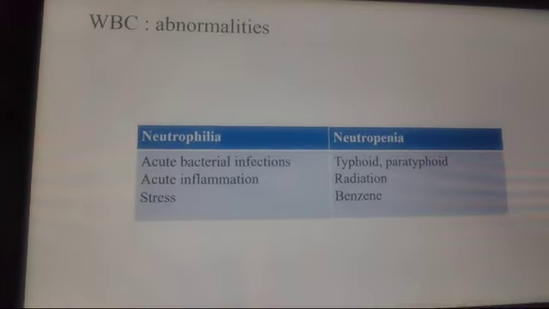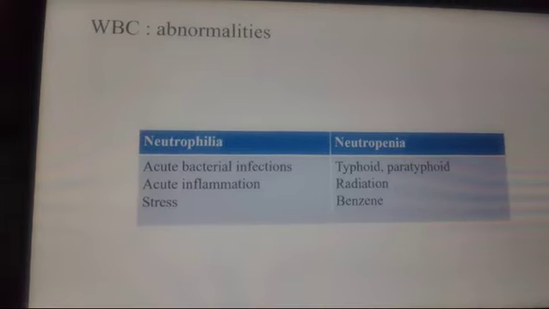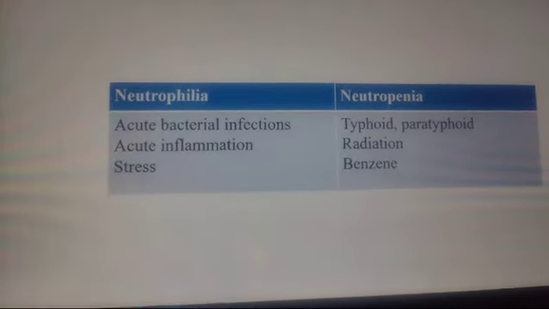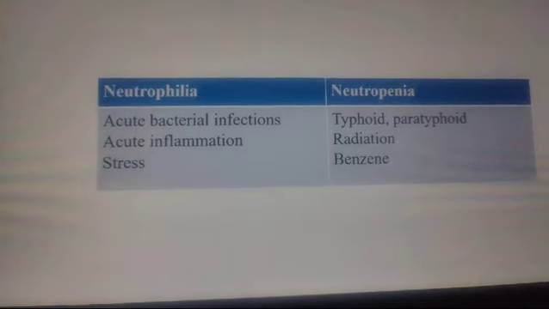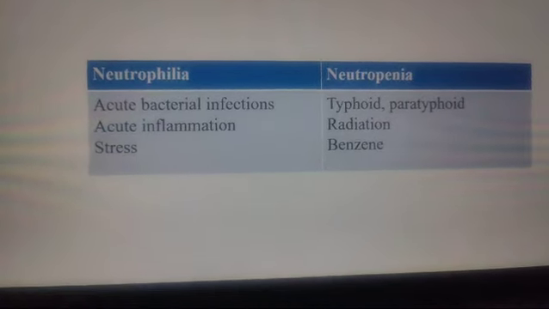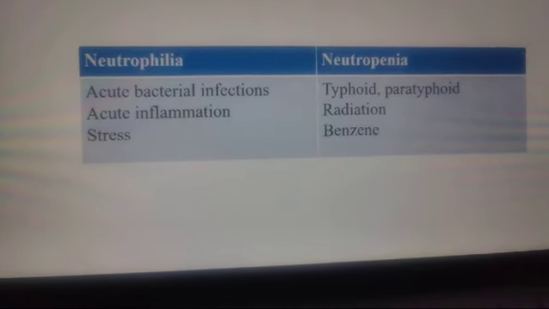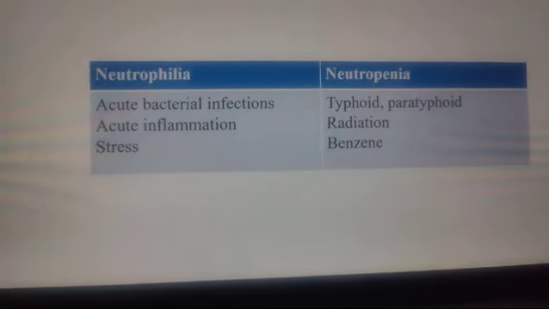When the count of the neutrophils is increased, you call it neutrophilia, seen in acute bacterial infections, acute inflammation like acute appendicitis, and stress. Whereas when the neutrophil count is reduced, you call it neutropenia, seen in infections like typhoid, paratyphoid, radiation, and drugs like benzene.